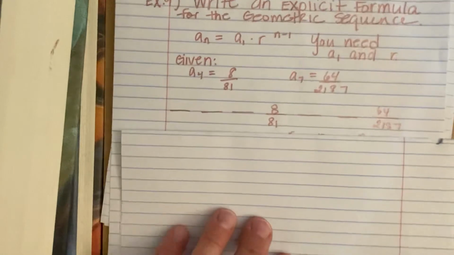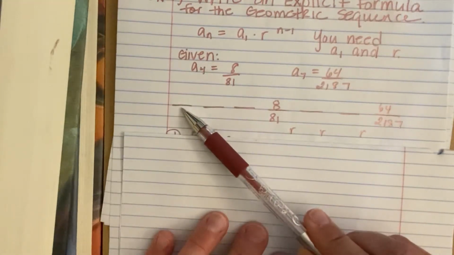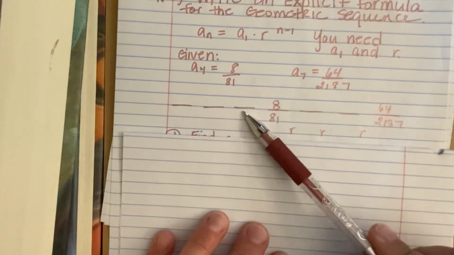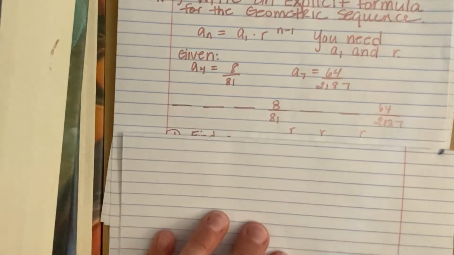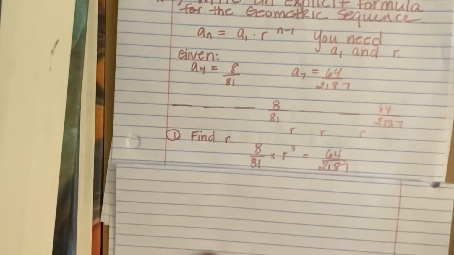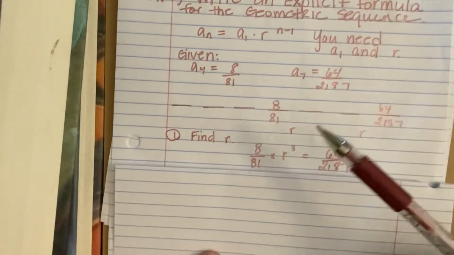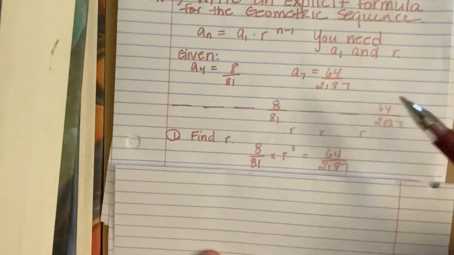I will write out what this pattern would look like. Okay, so 1st term, I don't know. 2nd term, don't know. 3rd term, I don't know. The 4th term, we do know. It's 8 over 81. We're missing the 5th term, the 6th term, and we know the 7th term is 64 over 2,187. So what I want to do first is find that ratio. What number am I multiplying by to get from here to here to here?